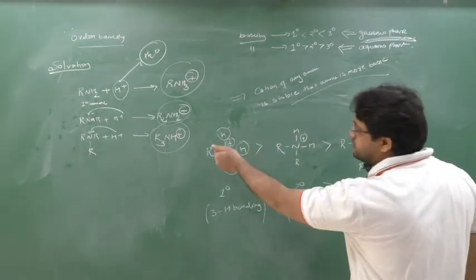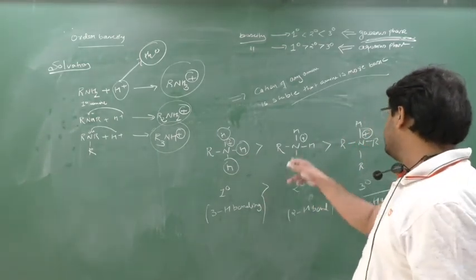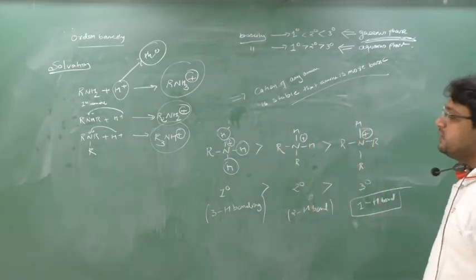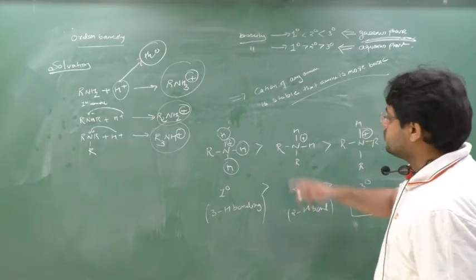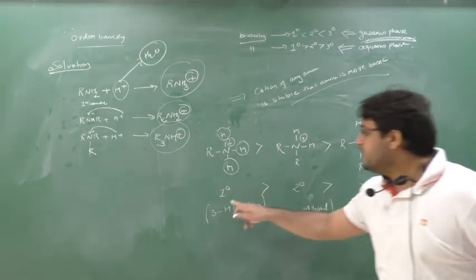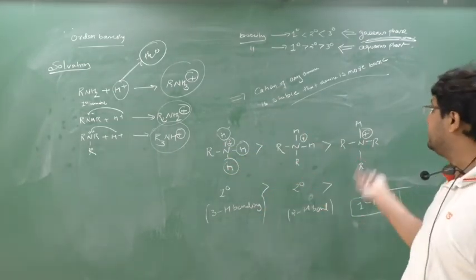The one that can do more hydrogen bonding is more stable. So the 1 degree is more stable than 2 degree and 3 degree. When it is more stable, it is more basic. Please remember this: more stable, more basic. So 1 degree amine in solvation will be more basic than 2 degree, than 3 degree.